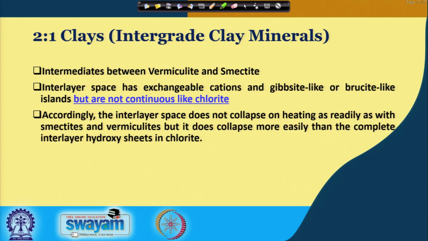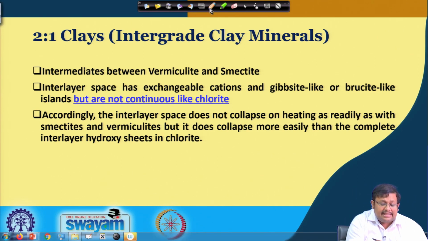So, let us first start with the intergrade clay minerals. Now, these intergrade clay minerals are basically intermediates between the vermiculite and smectite. You know, vermiculite is a kind of an expanding clay mineral, 2:1 type of clay mineral, and smectite or montmorillonite is a maximum swelling or maximum expansible clay mineral, and these intergrade clay minerals are somewhat intermediate between this vermiculite and smectite.